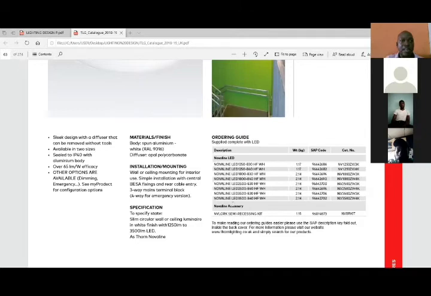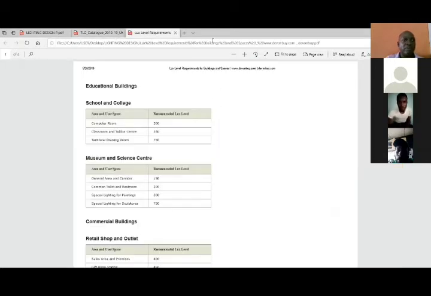I would like to look at the lux requirement level. Hello, can we see what we have on the screen? All right, this shows the various levels of illumination that we can have in different spaces.